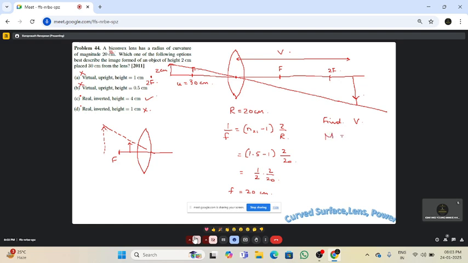So magnification is equal to v by u. For a mirror it is minus v by u, and for a lens it is plus v by u. So do this math and find it, and I think you will get this 4 cm. Okay? So try it out. And I'm sure you should be getting this. Can I go to the next one? Any doubts?